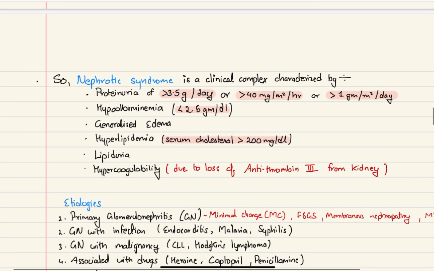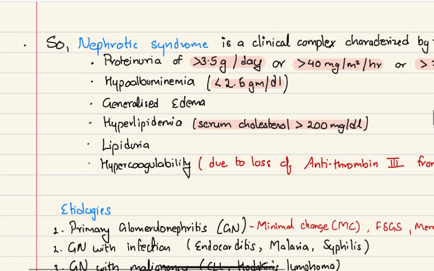Then there is also hypoalbuminemia because albumin is being lost through the urine. So the level of albumin will be less than 2.5 gram per deciliter. There will be generalized edema. There will be hyperlipidemia or dyslipidemia where the serum cholesterol will rise above 200 mg per deciliter. There is also lipiduria. And lastly, there is also a state of hypercoagulability. So nephrotic syndrome is also a state of hypercoagulability.